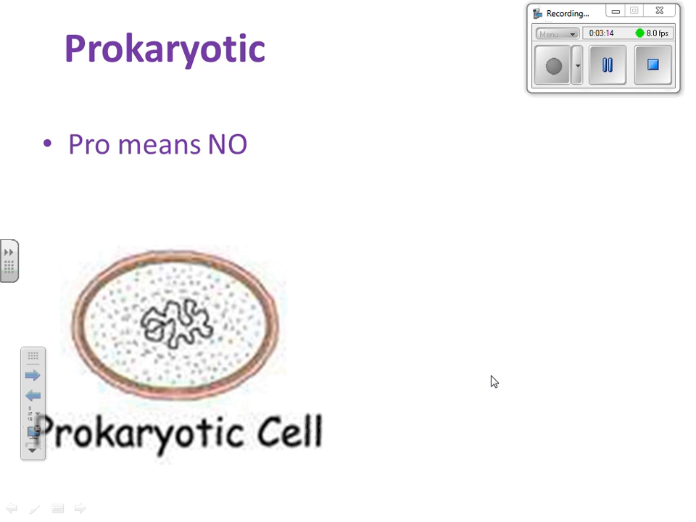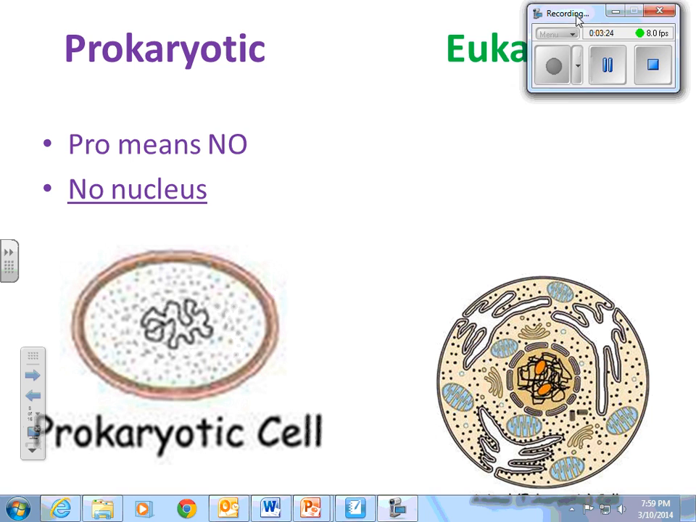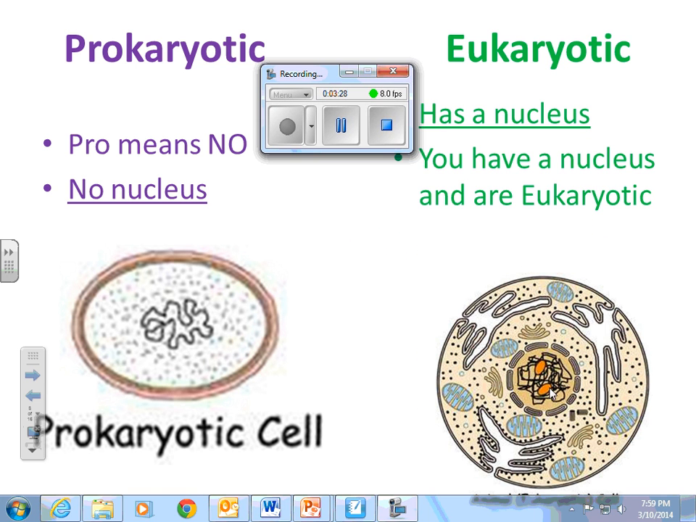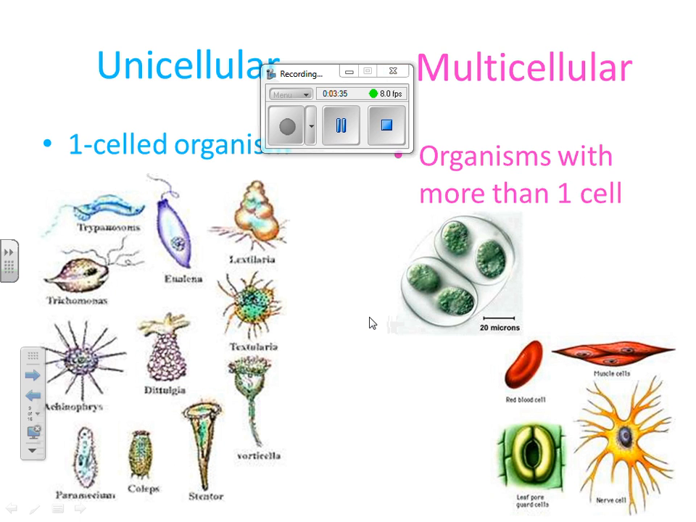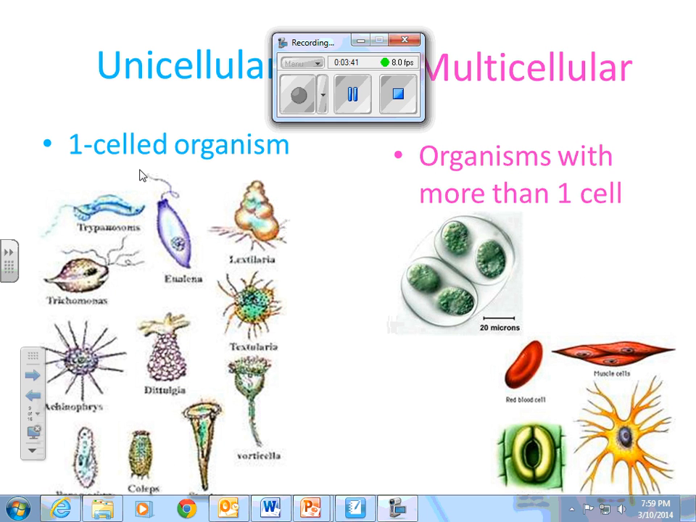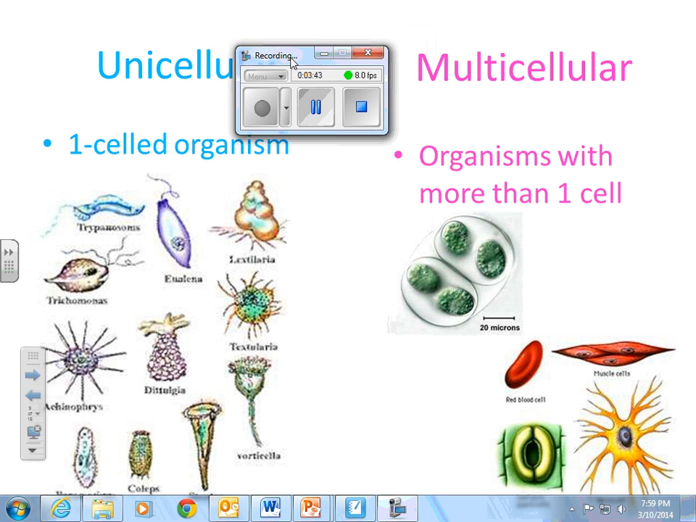Prokaryotic means no nucleus, so you can see the DNA is kind of floating around. It's not in a membrane-bound nucleus. Eukaryotic cells, which are the cells that you have, do have a nucleus. So it has DNA that's surrounded by a membrane, and it also has lots of other organelles. Uni means one, so these would be single-celled organisms. Multicellular, like us, has a lot of cells, and sometimes they have different kinds of cells or specialized cells.